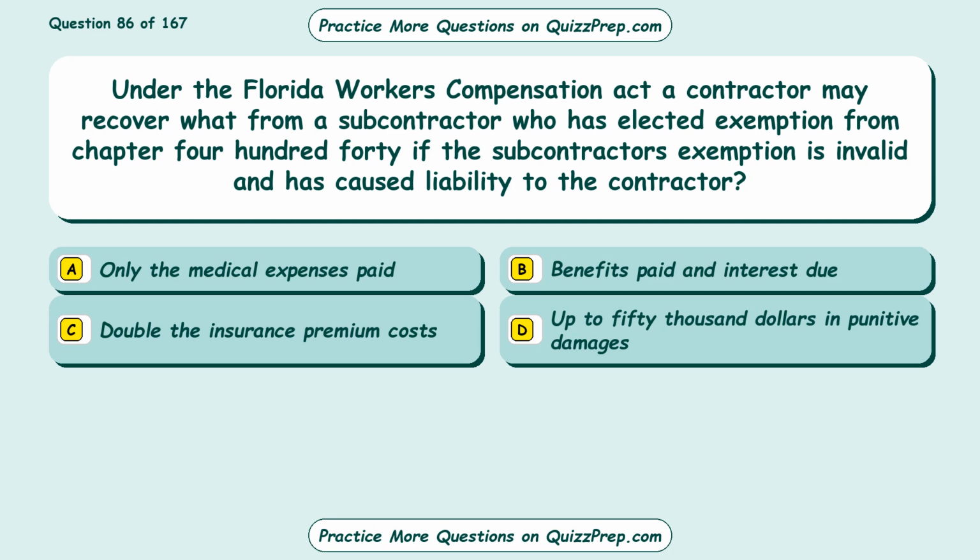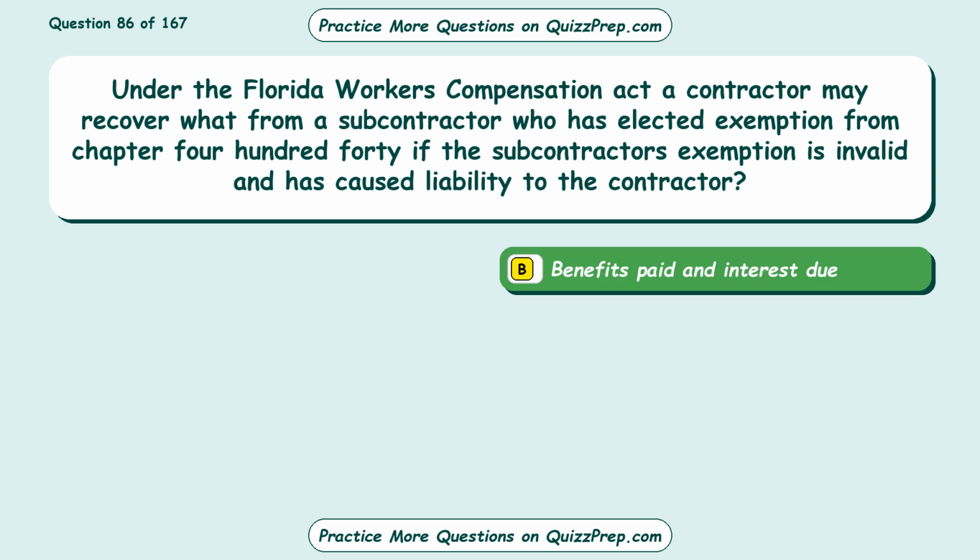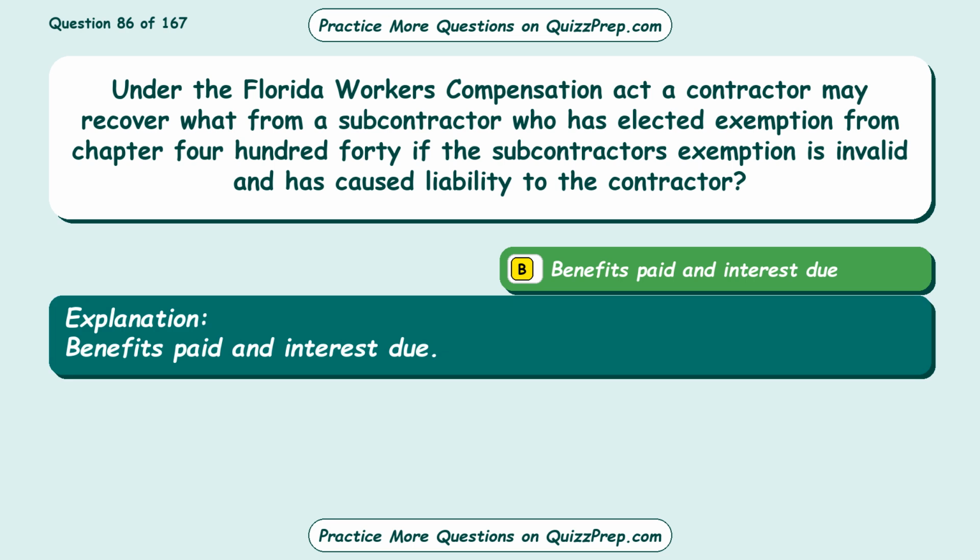Question 86. Under the Florida Workers' Compensation Act, a contractor may recover what from a subcontractor who has elected exemption from Chapter 440 if the subcontractor's exemption is invalid and has caused liability to the contractor? Option A, only the medical expenses paid. Option B, benefits paid and interest due. Option C, double the insurance premium costs. Option D, up to $50,000 in punitive damages. The correct answer is option B, benefits paid and interest due.